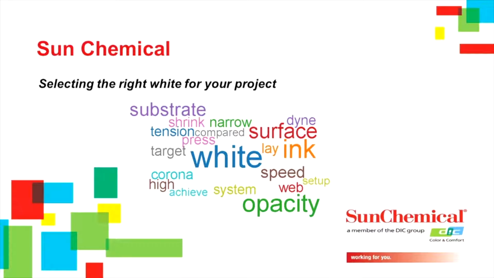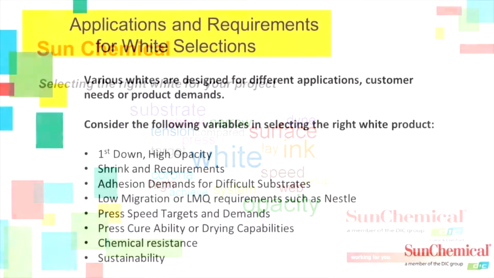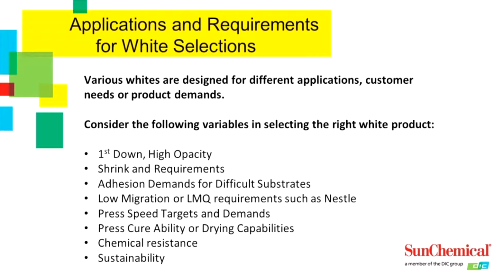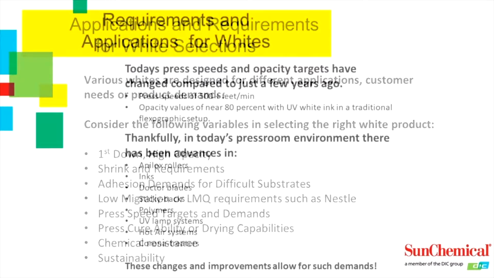Thanks, Dennis. Picking the right white for your project is key. Understanding the substrates, understanding the inks, understanding requirements, press speeds, all those process variables come into play when thinking through a white. Application requirements for whites when you're selecting them: there are variable designs, applications, customer needs, demands, and requirements. Understanding the considerations of the variables, first down, are the opacity levels you're targeting, shrink requirements, adhesion demands. Is this a low migration job? Press speeds and production times, and other capabilities of your equipment. Chemical resistance and sustainability also come into factor.